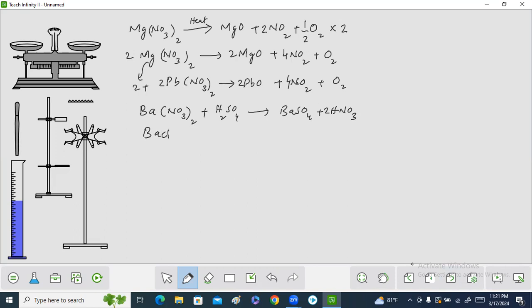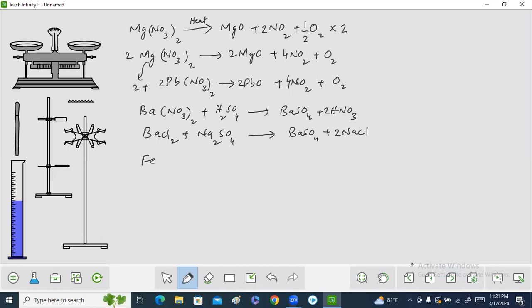Barium chloride can also react with sodium sulfate to get a white precipitate of barium sulfate. So if we exchange the radicals, we get barium sulfate and then sodium chloride, and then if we put 2 here, this is the balanced chemical equation.